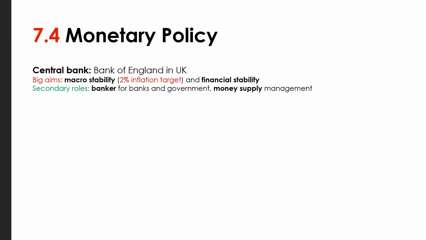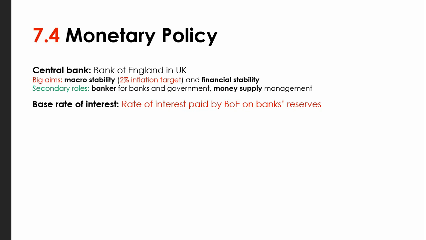There's a bunch of other things it does. The Bank of England acts as the bank for other banks and for the government, and it's responsible for managing the money supply and controlling the production of cash. We've got 4 policy tools that we need to be aware about, 2 really big ones. One is the base rate of interest, and that is the rate of interest paid by the Bank of England on the reserves that banks hold with them. It's really important to note it doesn't directly affect the macroeconomy.